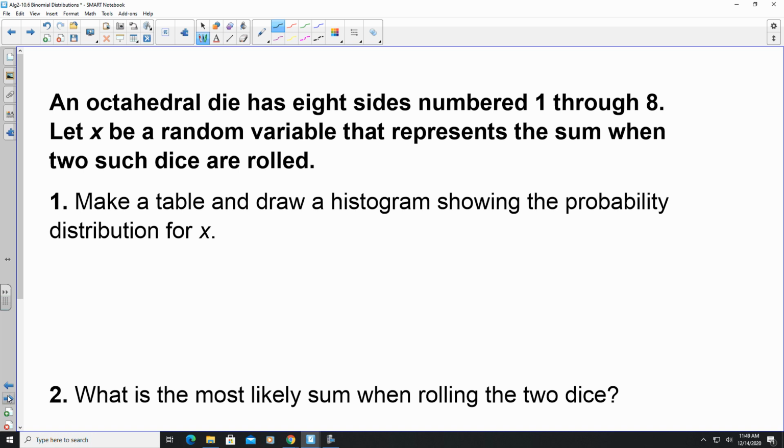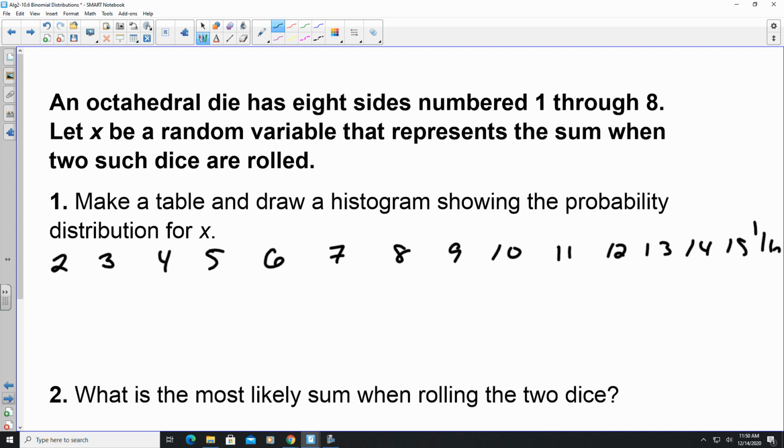It says an octagonal die has 8 sides, numbers 1 through 8. It says let the probability be the sum. So we're looking at two 8-sided dice. In this particular instance, your range is between 2 and 16. So you can go 2, 3, 4, 5, 6, 7, 8, 9, 10, 11, 12, 13, 14, 15, 16.